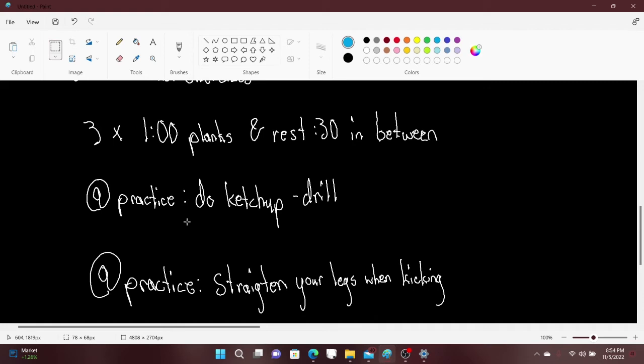And to reiterate this exercise, because I don't think I did a good job explaining it: 3 1-minute planks and 30 seconds in between. So you do 1 minute of doing a plank, and then you take a 30-second rest, do another 1-minute plank, take a 30-second rest, and then do your last 1-minute plank. Then you don't really need the 30-second rest after that.